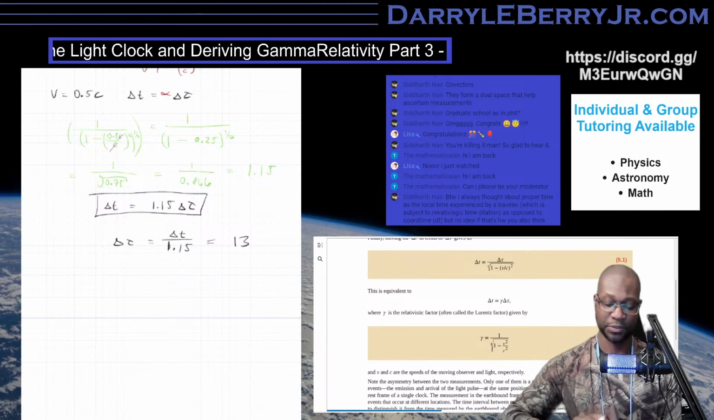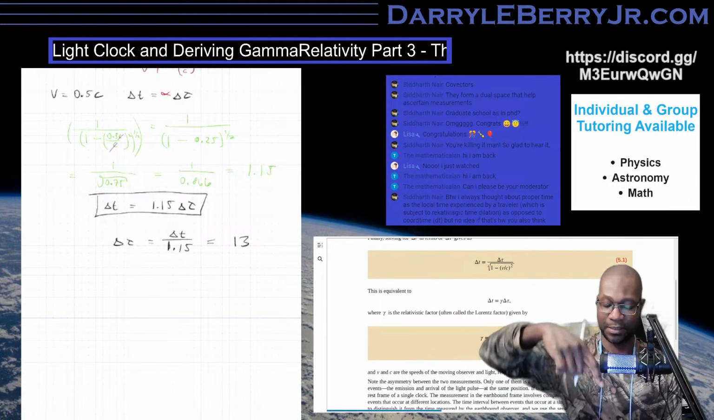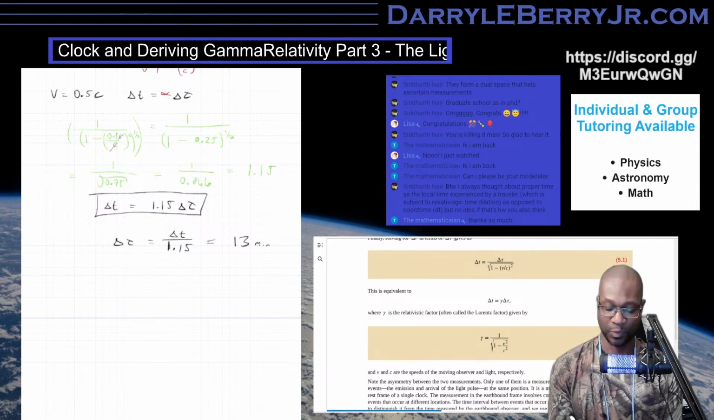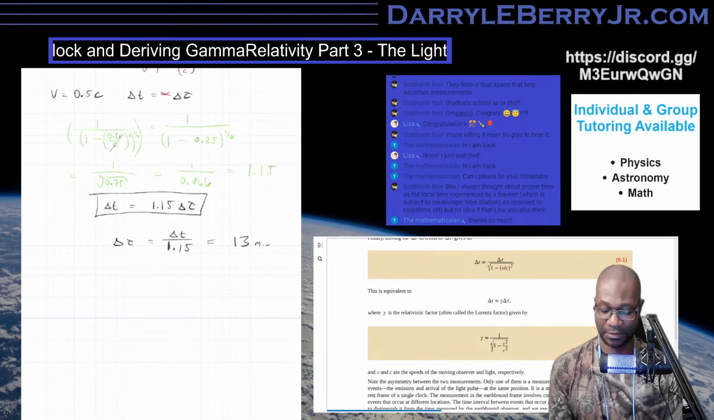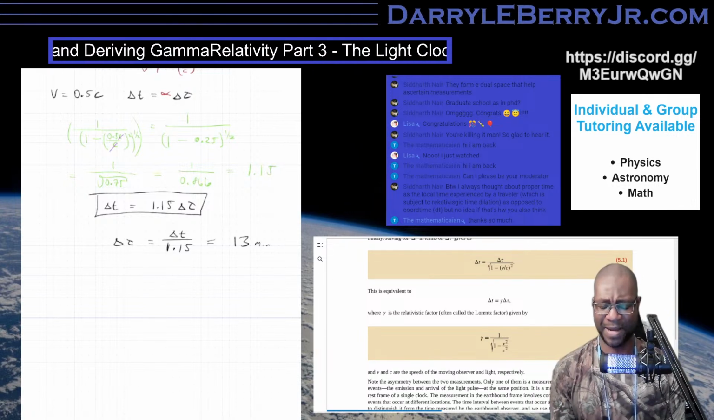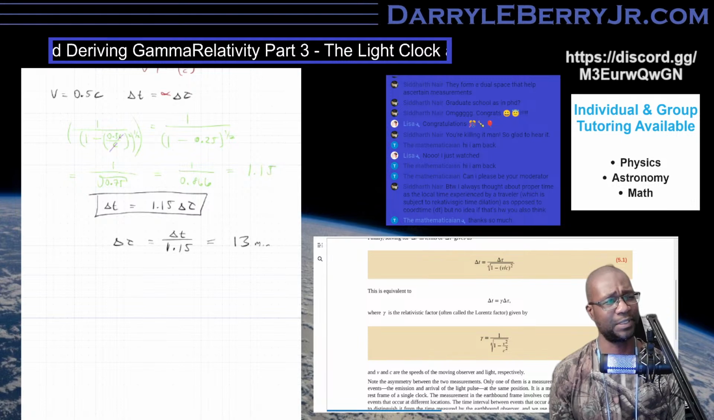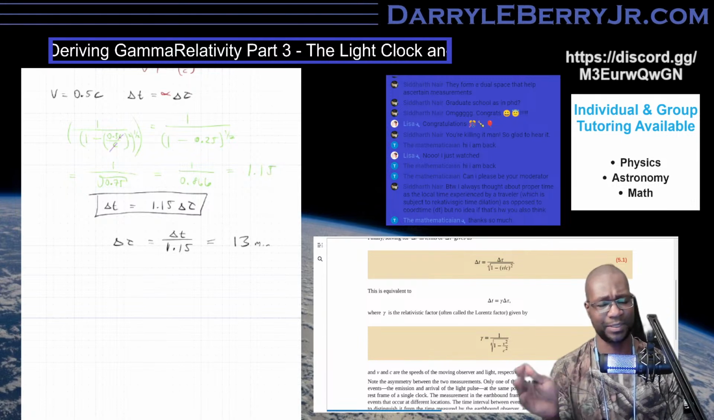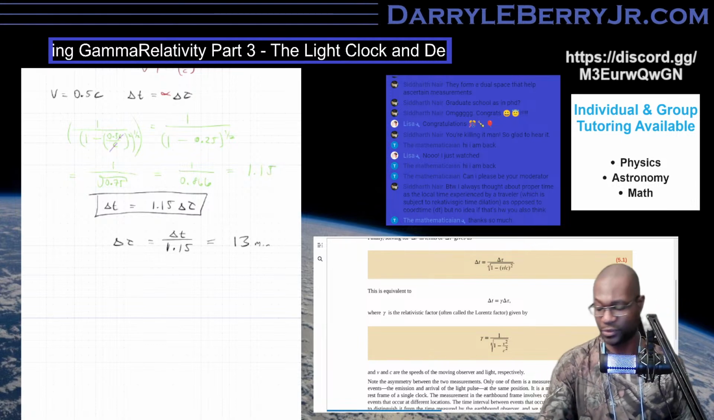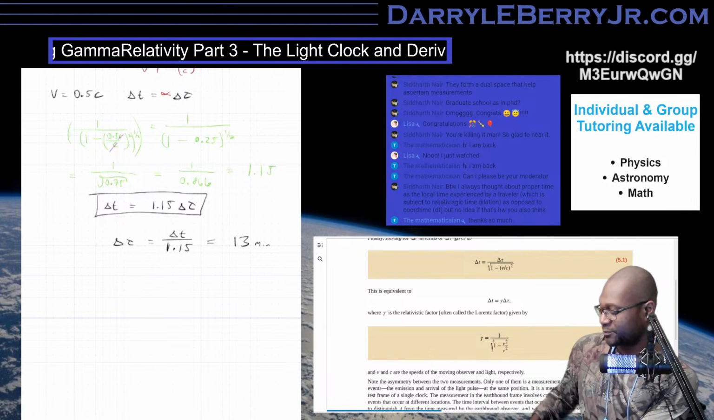The person on the spacecraft will measure the light taking 13 minutes, where the person on the ground will measure the light taking 15 minutes. So that's the time dilation, and actually I might have done that in reverse. I think the process might be different going in reverse, but that's the way it gives us a general idea. On a future session, I'll come back and do it in more detail.